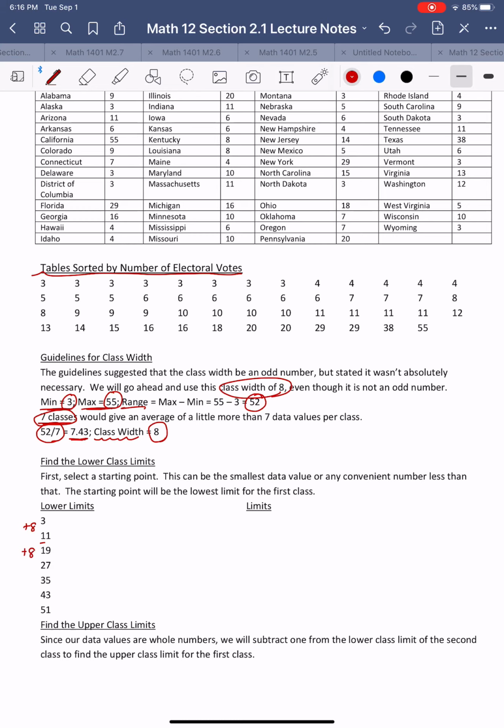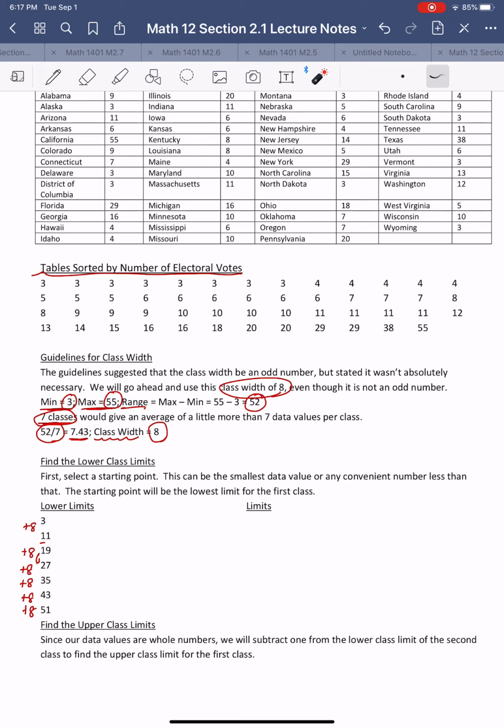Adding 8 to get 19. So you keep adding 8 to get the next number: 27, 35, 43, 51. Okay, so that's where you use the class width. The class width means you subtract two consecutive lower limits and you get the class width. So like 11 minus 3, 19 minus 11, 27 minus 19, 35 minus 27, 43 minus 35, 51 minus 43. You all get 8 as the class width.